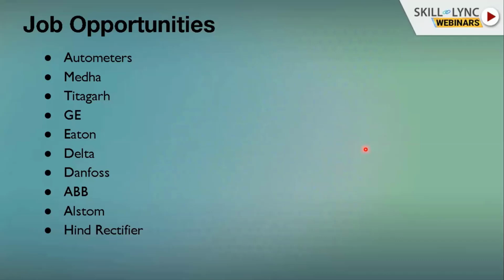General Electric again, GE Transportation is there. Eaton, they're into mobility. Delta, Danfoss, very good for drives. ABB, not only for drives, but power electronic converters, especially for power quality improvement when they are using active power compensation techniques. And Alstom is there. Hind Rectifier is there. So a lot of companies, with their R&D, look at these topologies, and some of them have already put them into use.